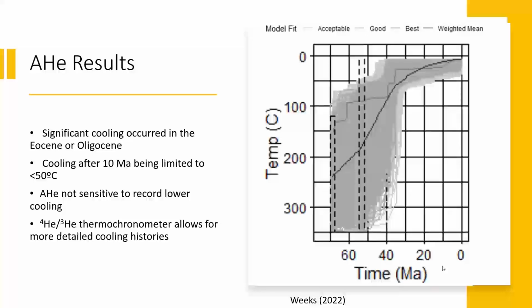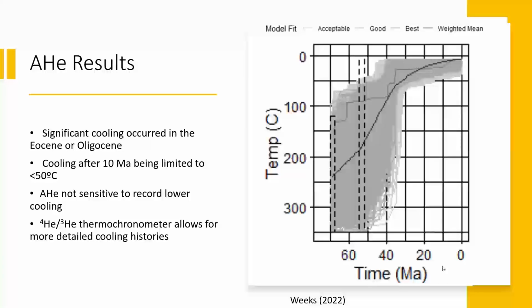So like the age of the apatite uranium-thorium-helium, and the other parameters. So what her results show is that you get a lot of cooling in the Eocene or Oligocene. So that's this part here. And that the cooling after 10 Ma, which would be associated with erosional exhumation from the hotspot, is limited to less than about 50 degrees Celsius. So you're seeing a bunch of cooling here from the Eocene to Oligocene. And then here you have a little bit after 10 Ma.